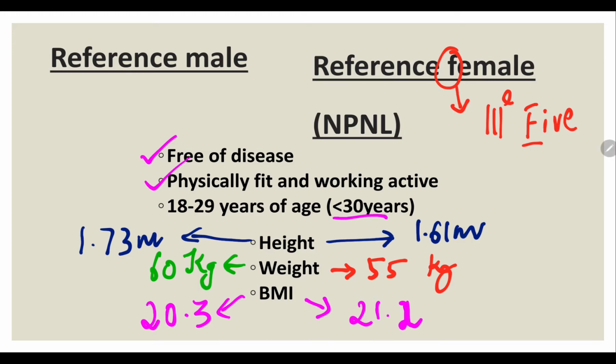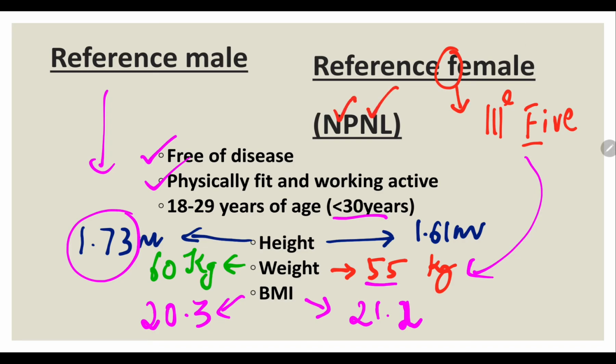The age is less than 30, it should be a major. So it is 18 to 29 years. Height is 1.73 meters for male and weight 60 kg. Remember, for female the weight is 55 kg and the height is 1.61 meters. Coming to BMI, that of female is more than male, to be noted. In female it is 21.2, for male it is 20.3. And in case of a female, she should be non-pregnant and non-lactating to be a reference female.